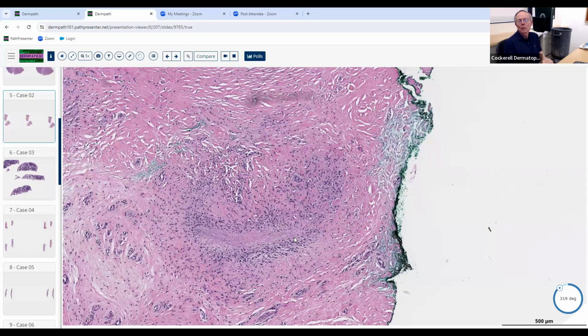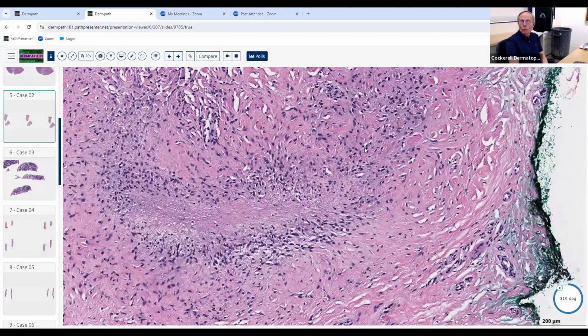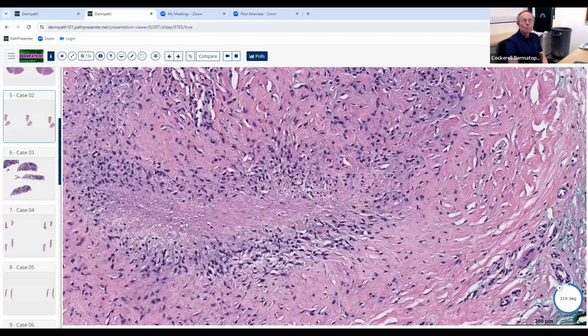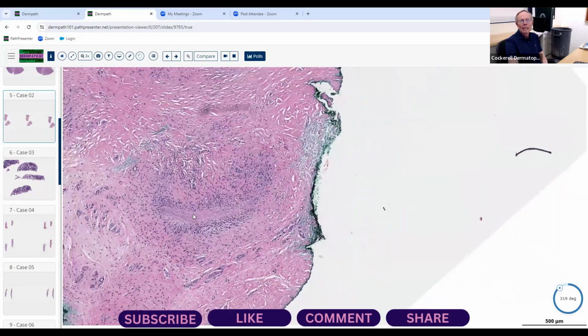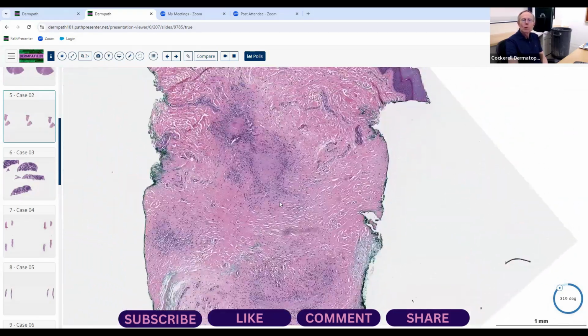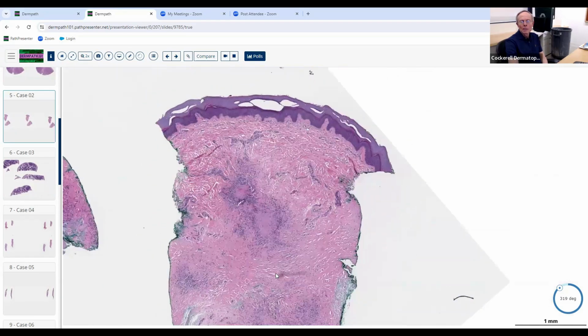So you can use both of those to help you make the diagnosis. So here, we've got a nice palisaded granuloma with this bluish gray material in the center of the palisade. This is a classic example of granuloma annulare. And what's interesting about this one is that it's more of a deeper GA. It's involving the mid to lower reticular dermis.